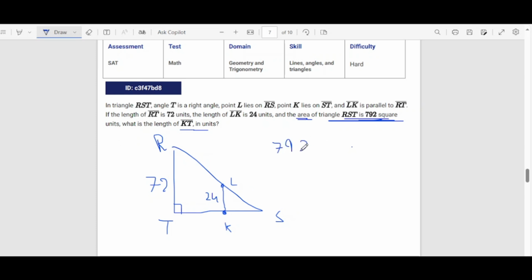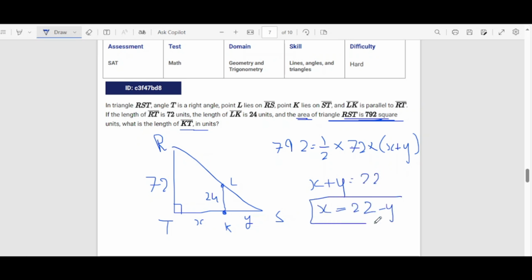So 792 equals 1 by 2 into base into height. And what is our base here? Base is this. Let's denote this as x and this as y. So height is 72 and base is x plus y. Let's solve this equation. 1 by 2 into 72 equals 36, and 792 divided by 36 gives us 22. So x plus y equals 22, and x becomes 22 minus y. This is our first equation.